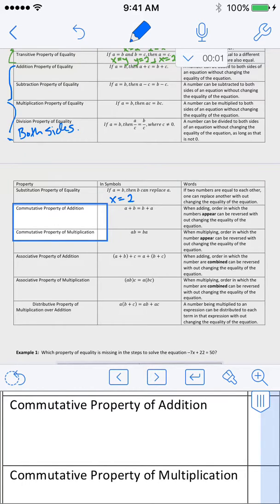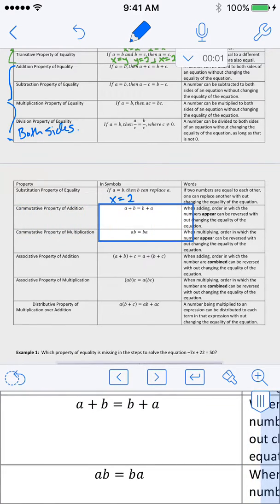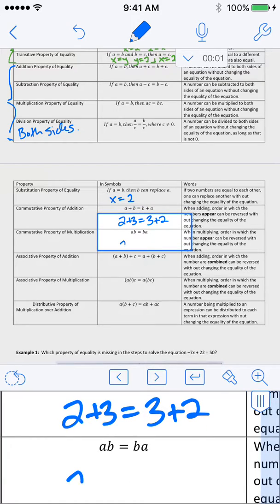Commutative properties. Both commutative properties of addition and multiplication. Remember, that's the one where you can switch the order. So 2 plus 3 is the same thing as 3 plus 2. 2 times 3 is the same thing as 3 times 2. Notice there are not ones for subtraction or division, right? Because 2 minus 3 is not the same thing as 3 minus 2.